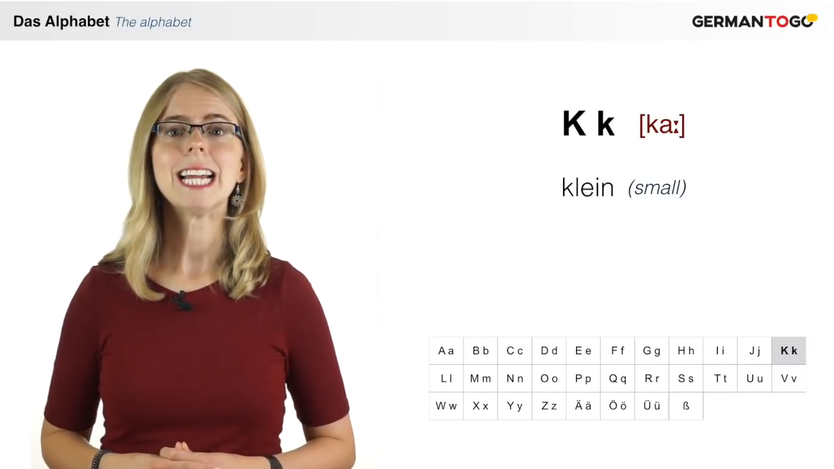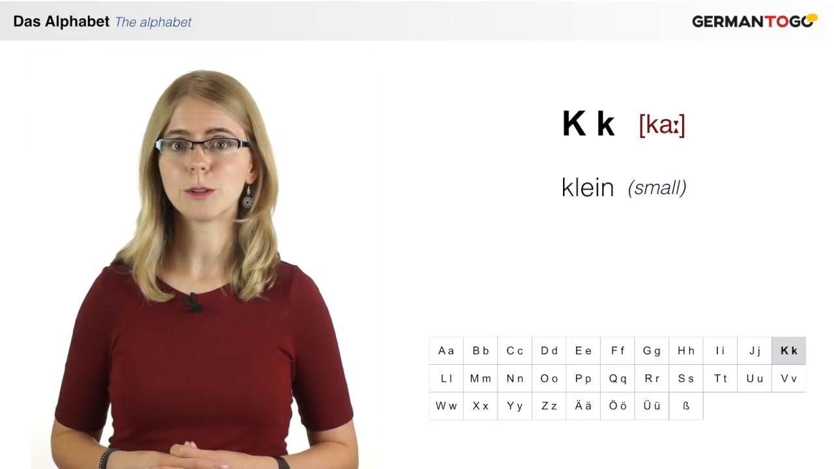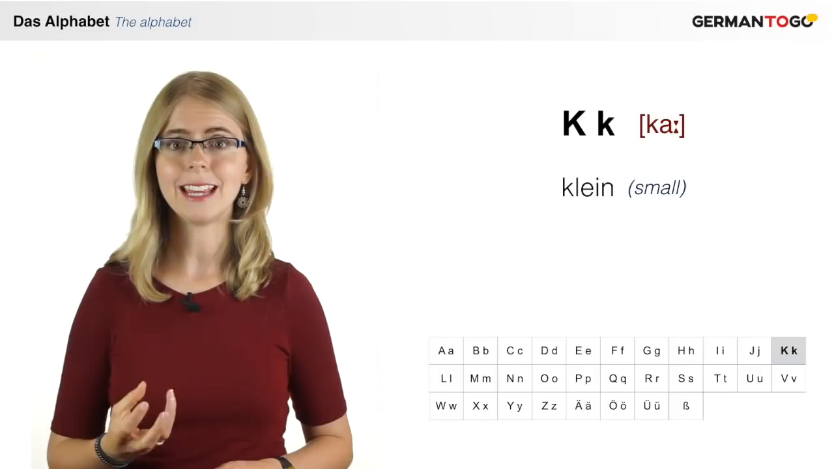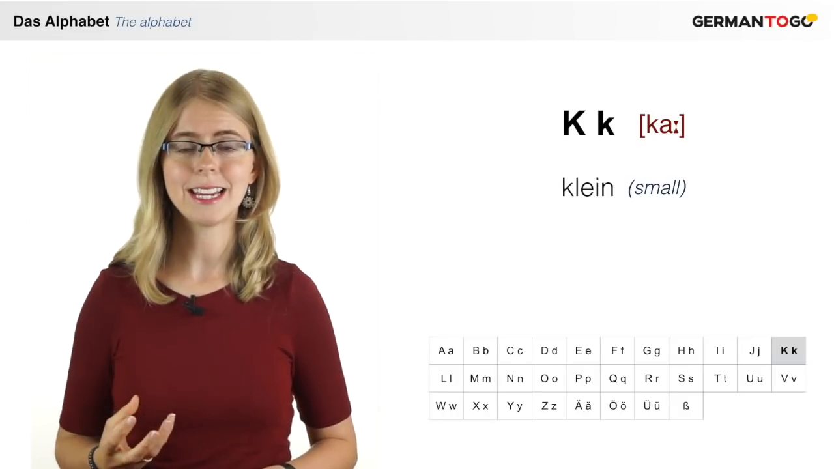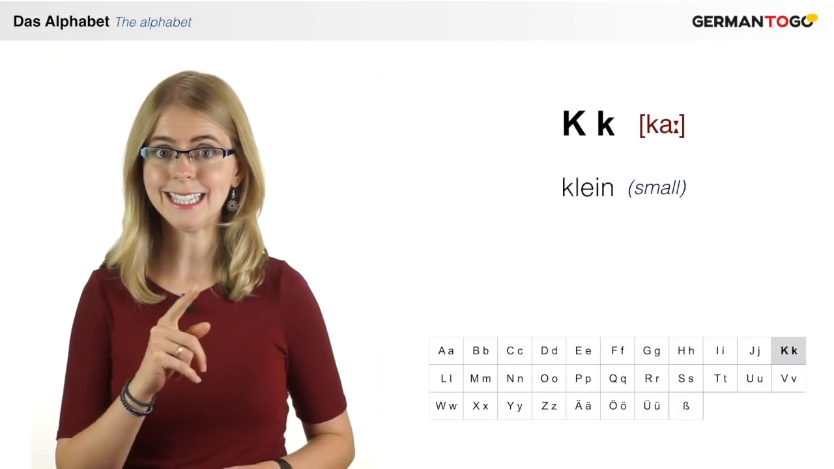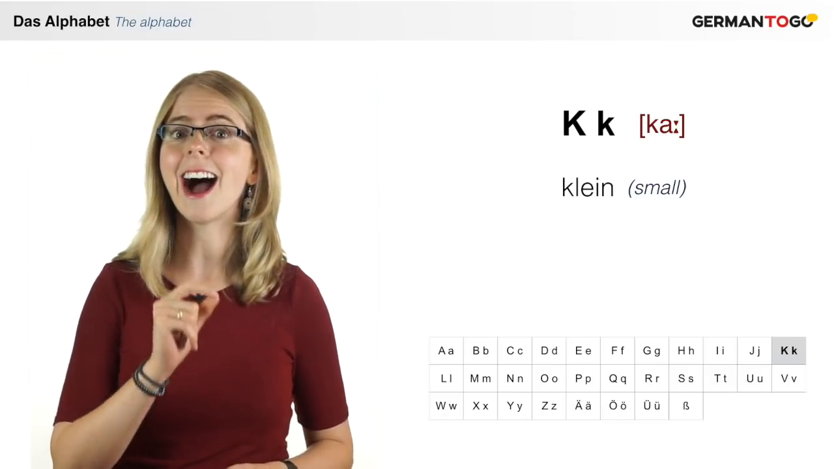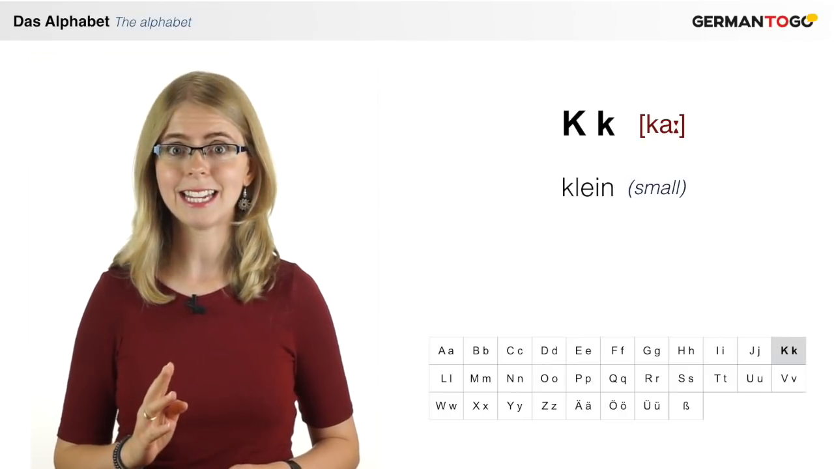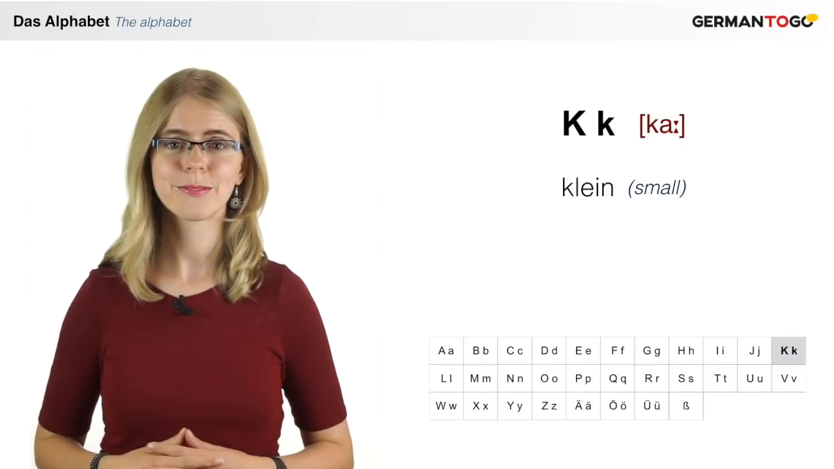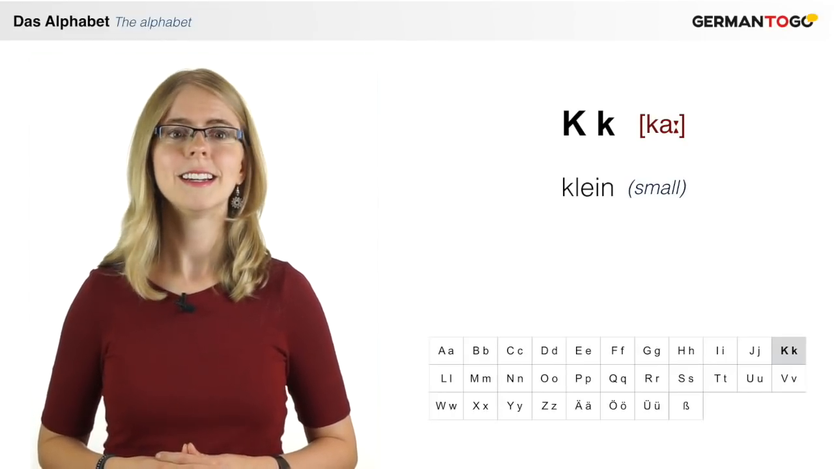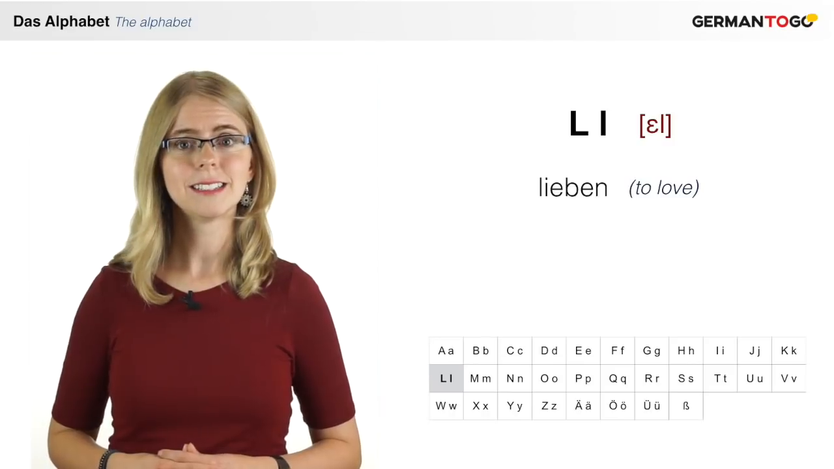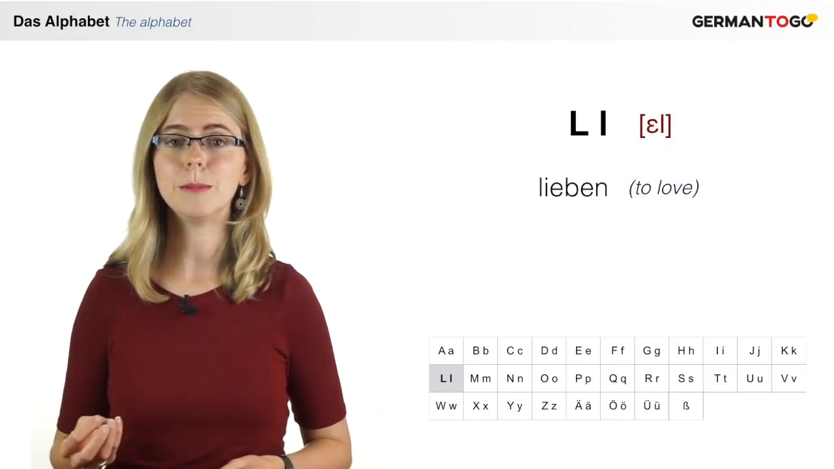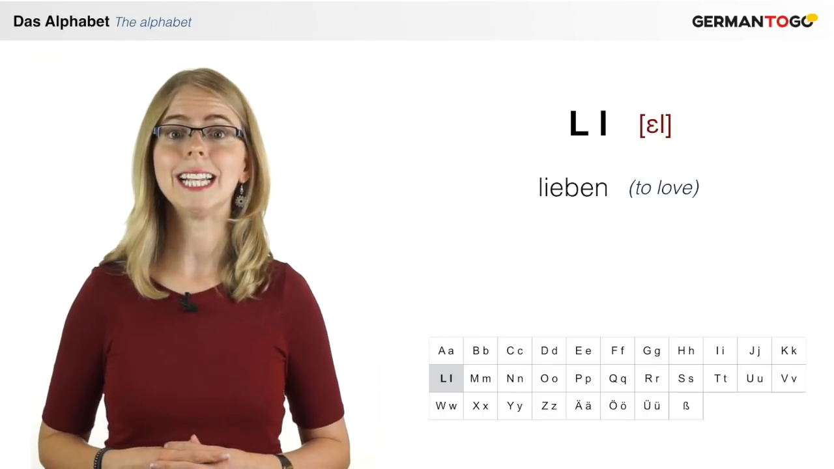K, klein. Here we have the letter combination EI, which is an I sound. Klein. IE is I and EI is I. Okay, so it's K, klein. Good. L, lieben. Here we've got this IE, lieben. L, lieben.